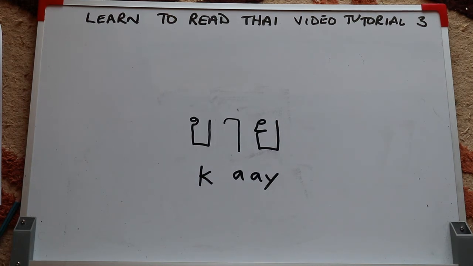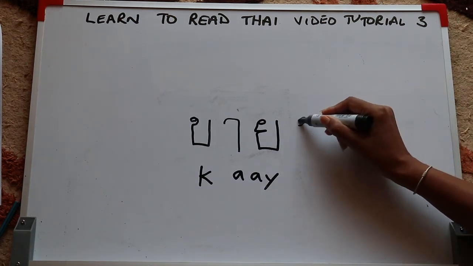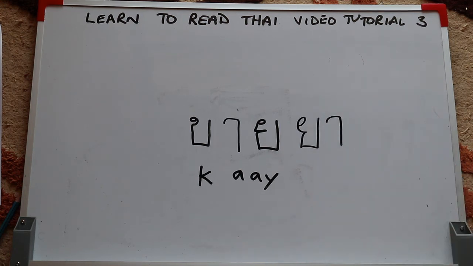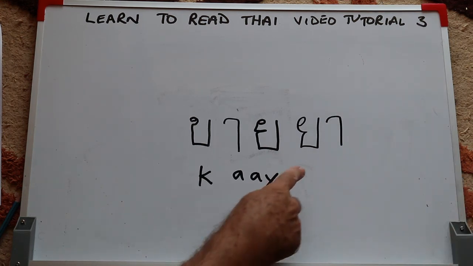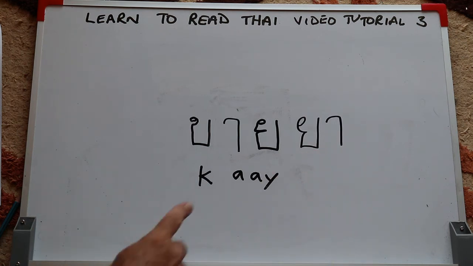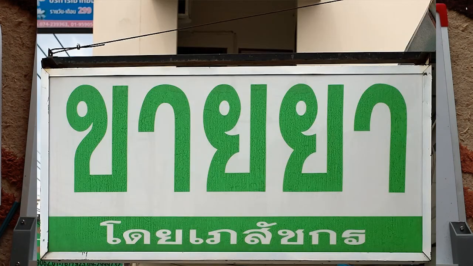Ya, kai, ya. So this, if you remember, Ya was medicine, so kaya is to sell medicine. And in Thailand, there are thousands of pharmacies, and you will see signs saying this word absolutely everywhere you go. Very, very common. Let's change it again.